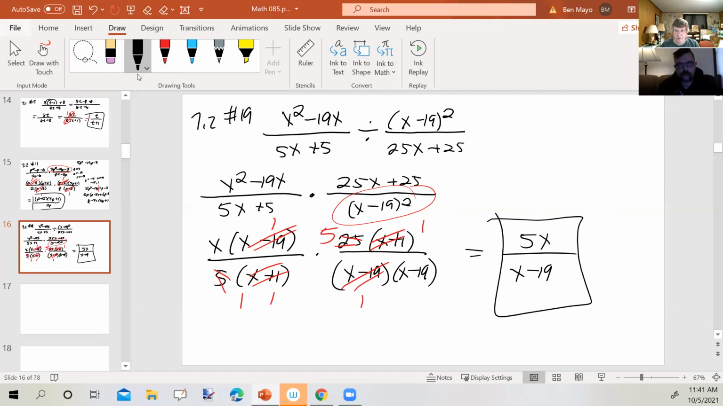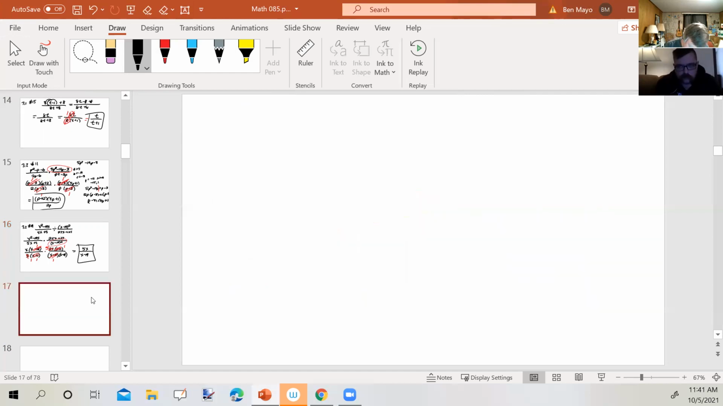Okay, let's see here. Number 29. We good to go on to the next example? All right, 7.2, number 29. Perform the operation and simplify if possible.